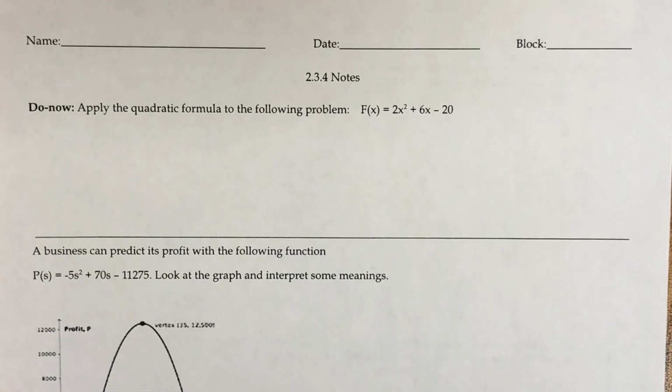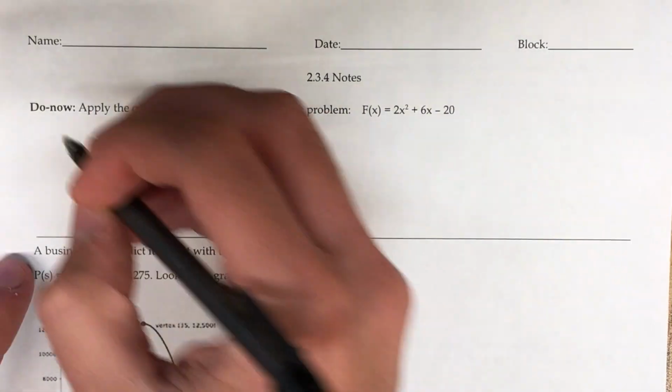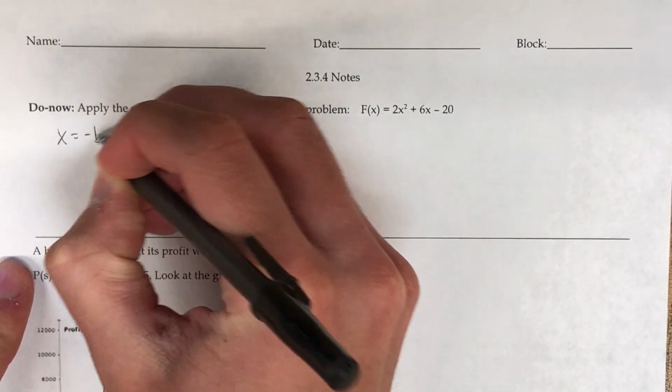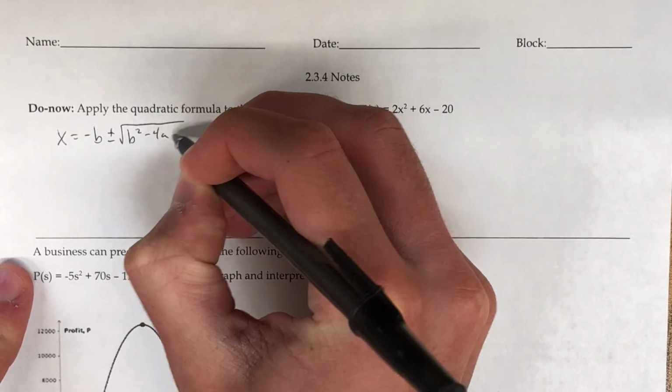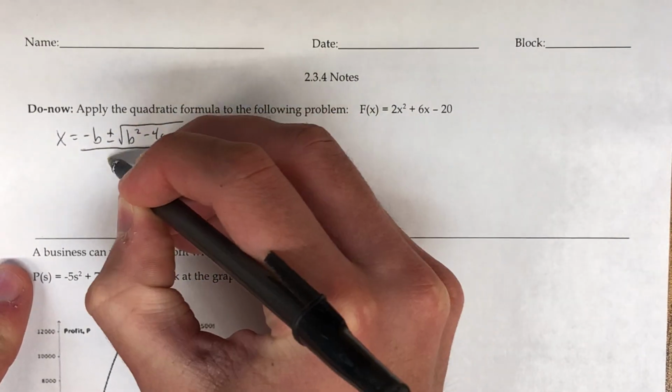Okay, let's start with the quadratic formula. It'll help to remember what that is. Remember, we write the quadratic formula as x is equal to negative b plus or minus the square root of b squared minus 4ac, all over 2a.